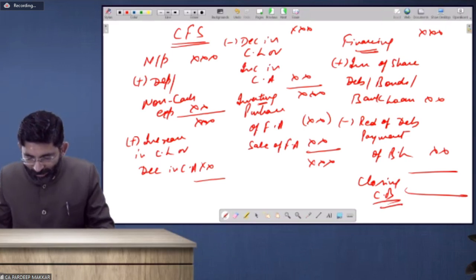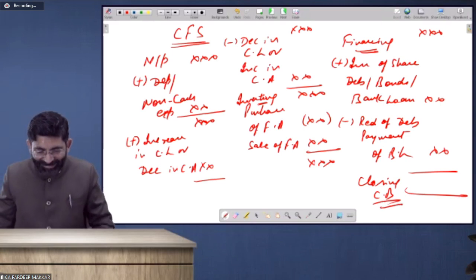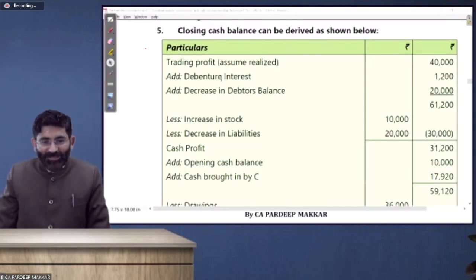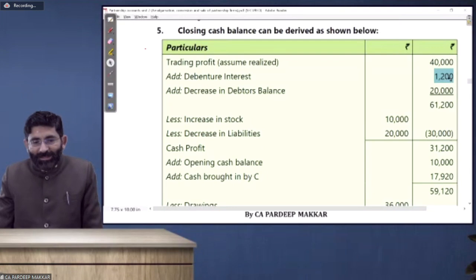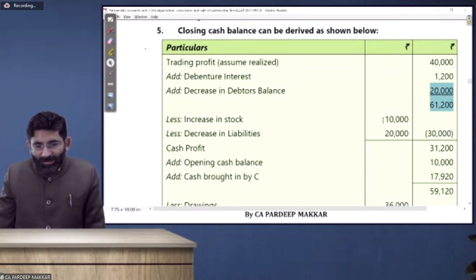Sir, yes, remember cash flow statement. Very good. So all that is to be done, beta, only then you will get it. So this is the thing which has been done in this case. Trading profit is there, 40,000, add back debenture interest is there. Then decrease in current assets is added back, increase in stock is deducted, decrease in liabilities is added. You will get your cash profit.